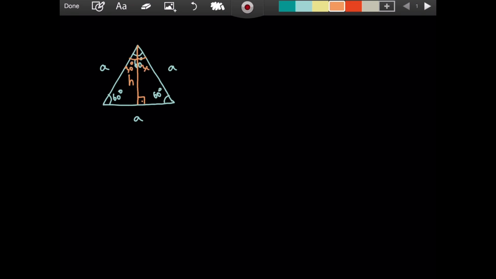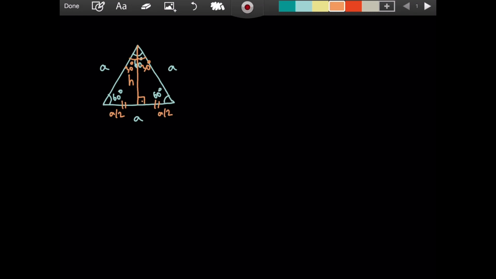So it will divide the angle. It will bisect the angle. It will be an angle bisector. And it will also bisect the side. So this and this will be the same, and as you can guess, a divided by 2 is the length of each of them.